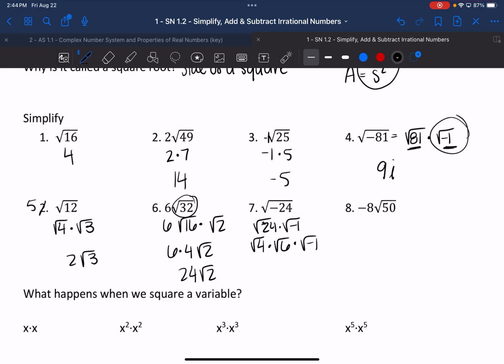Okay, what is the square root of 4? 2. There is no square root of 6, right? But we know square root of negative 1 is equivalent to i. So I can write this as 2i square root of 6.